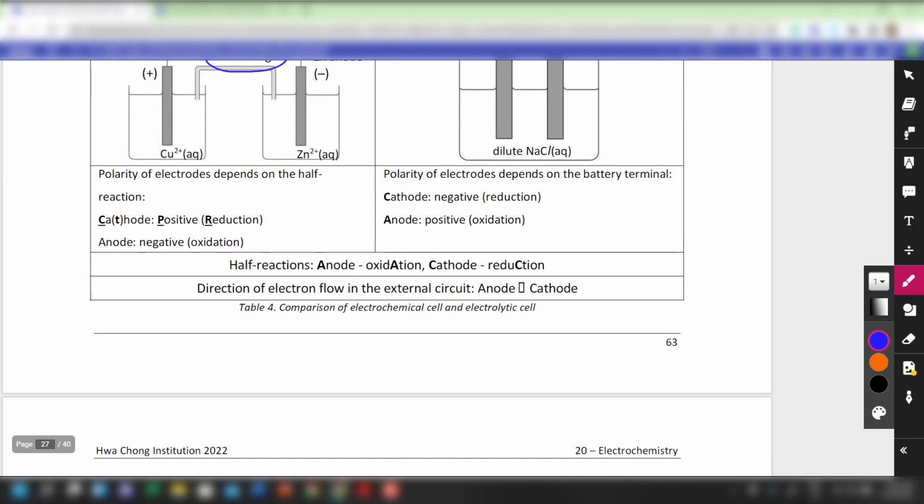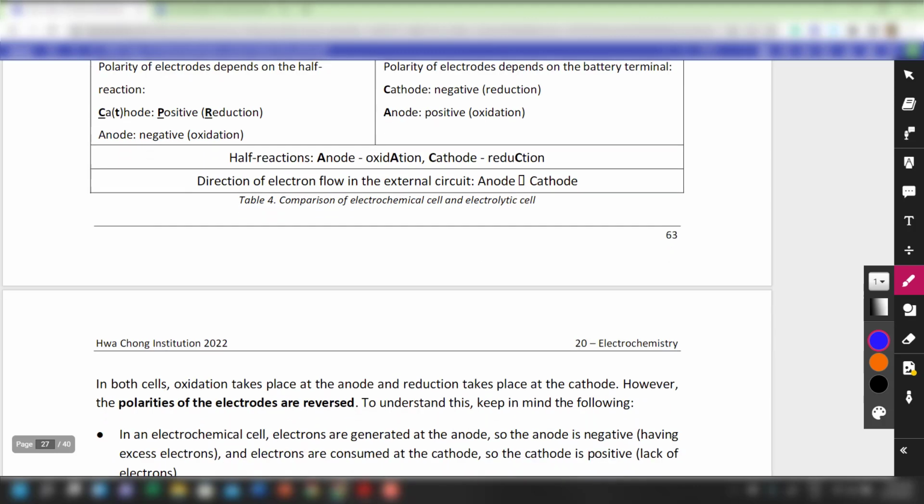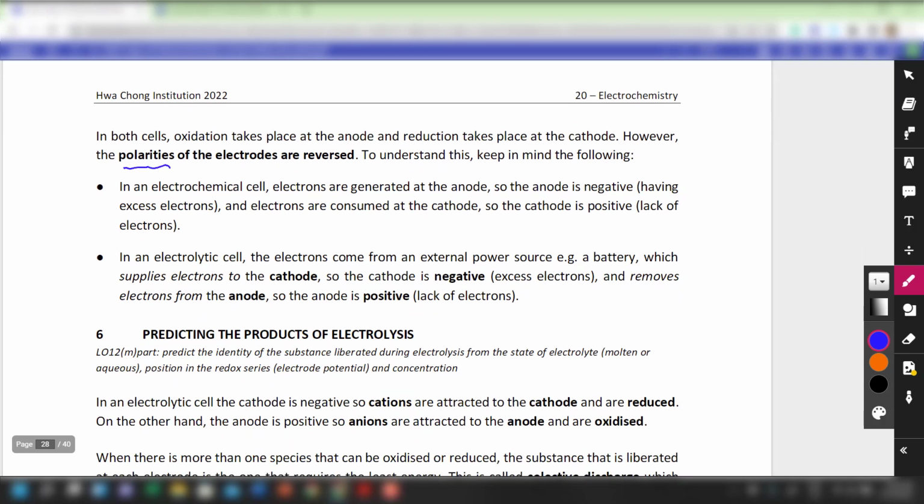All these mnemonics, I don't think I want to go into details because I don't really like to use them. But if you find them useful, you may use them. Most importantly, you need to recognize that the flow of the circuit goes from the anode to the cathode. That is important. I think this is mentioned over here. The polarity of the electrodes is reversed, but again, there isn't a need to memorize. What is important is to understand what exactly is happening.